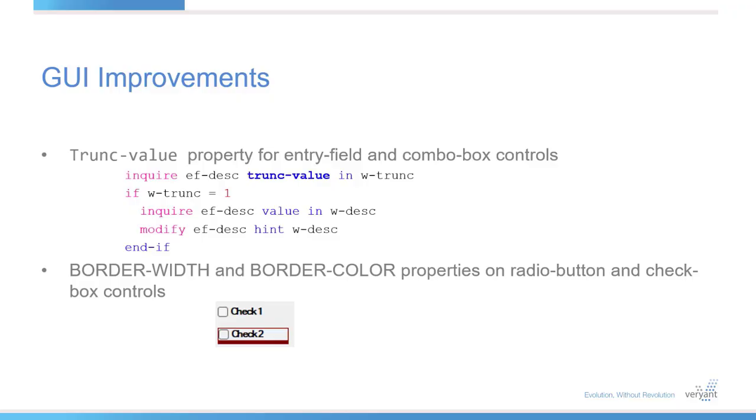Use border width and border color properties in your radio buttons and checkboxes to underline the text. Here the value check 2 in its box are underlined with a thick red line.